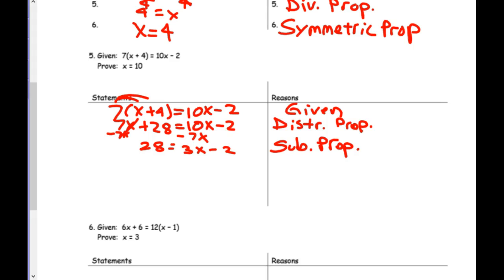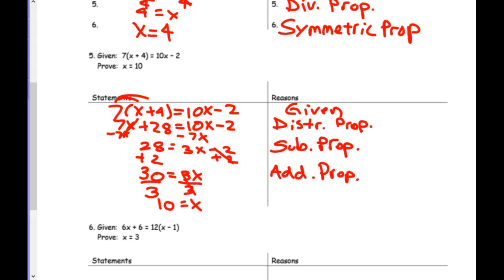And then to get rid of the loner, adding 2 on both sides. That was addition property. And then to get rid of that 3, we divide. So that was division property. Now, 10 equals x is cool, but we want x on the left side. X equals 10. Flipping it over is symmetric property.